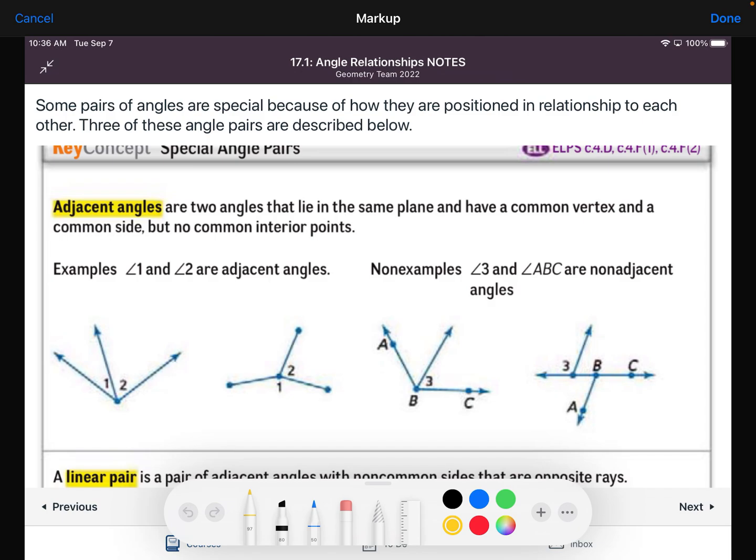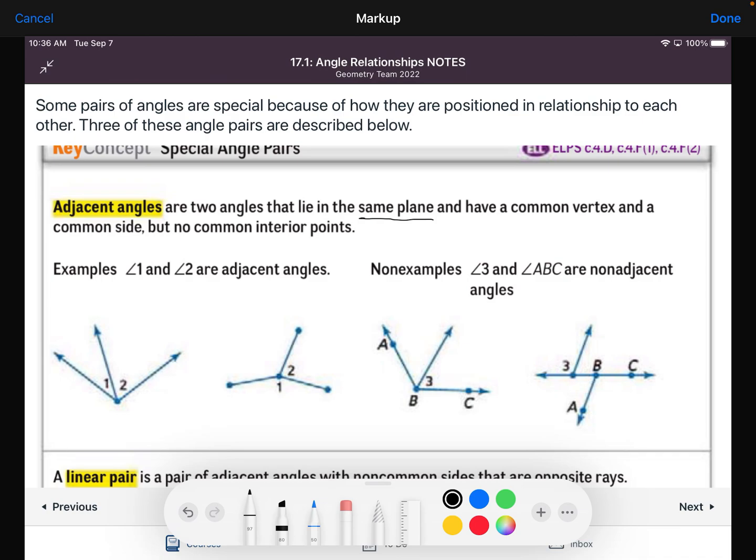Adjacent angles are 2 angles that lie in the same plane and have a common vertex and a common side, but no common interior points. So let's break this down. The first thing it tells us is the same plane. You can think of a plane as a 2-dimensional figure, like a piece of paper.